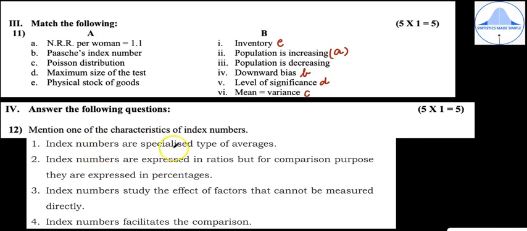Index numbers are specialized type of averages. Index numbers are expressed in ratios, but for comparison purpose they are expressed in percentages. Third, index numbers study the effect of factors that cannot be measured directly. And fourth, index numbers facilitate the comparison. So you can write any one out of 4.